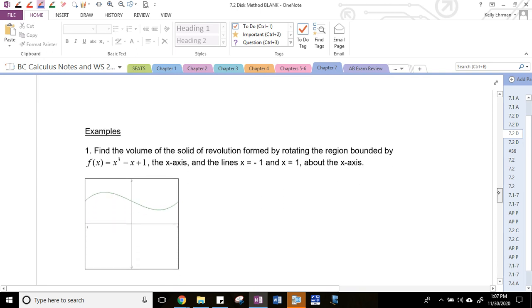Now, these problems are usually calculator based, meaning they're on the calculator part of the AP exam, but not always, and so we're going to do things kind of both ways. So here's our first example.